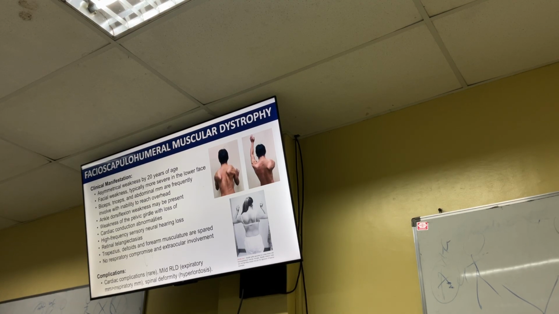Again, guys, facio means face, so the face is affected, so possibly the ears, hearing, and vision can be damaged. Gets? If you compare that to the conditions that we discussed earlier, they don't have affectation in the face. So once facial weakness, hearing loss and the like are mentioned, that's facioscapulohumeral muscular dystrophy. And also, relate it to chromosome 4 as the affectation.